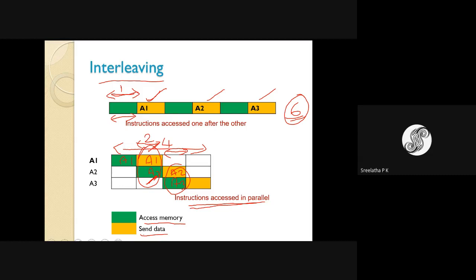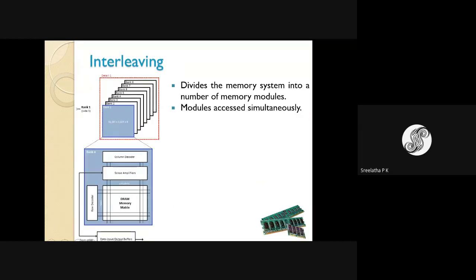When the task is done parallelly, in a lesser number of clock cycles, all 3 times the memory is accessed and data is sent. So in 4 clock cycles itself, you can see that the instructions are accessed, the memory is accessed, and the data is taken. Fine. So that's why interleaving of memory is very important. Interleaving and storing the data is very important.